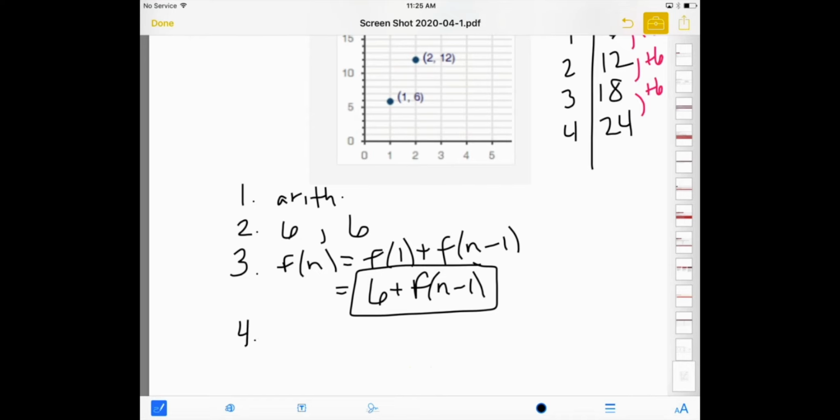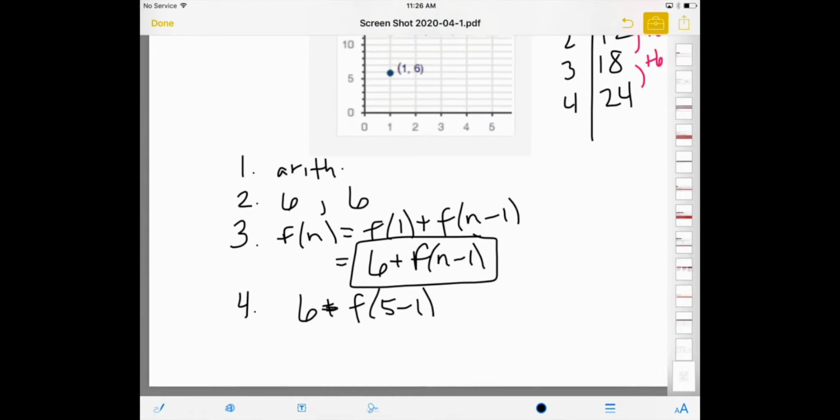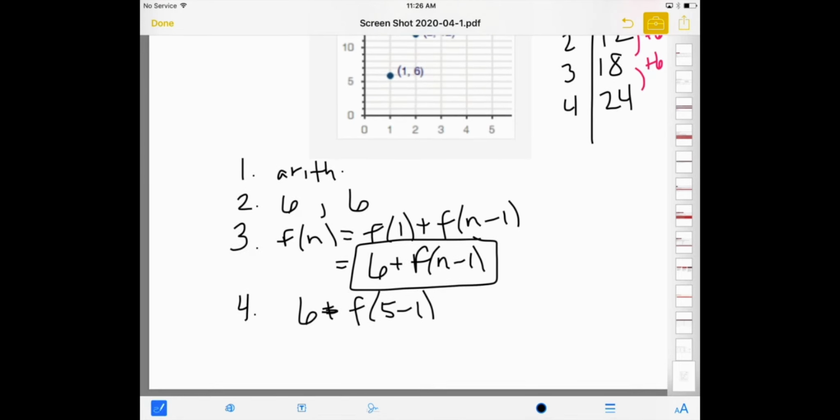And then question number 4 says to use the formula to find what it would be for the 5th month. Now keep in mind the recursive formula is all about using the previous term. So I'm going to take 6 plus f of 5 minus 1, because 5 is what I want to find. I want to find the 5th month. So that's going to take me to f of 4. Luckily for me, I already know what f of 4 is. I don't really have to do a lot of work. f of 4 is 24. So I'm going to take 6 plus 24, or just 24 plus 6, and I'm going to get 30 for the 5th month.